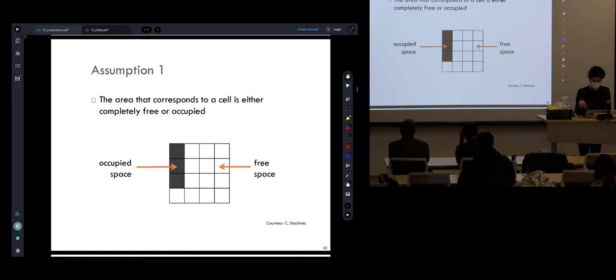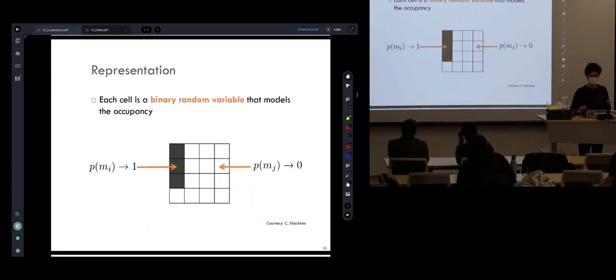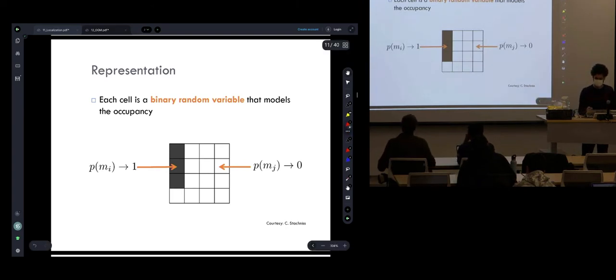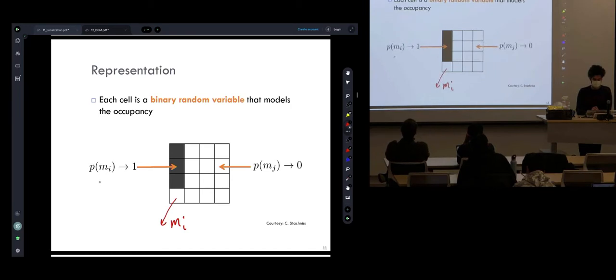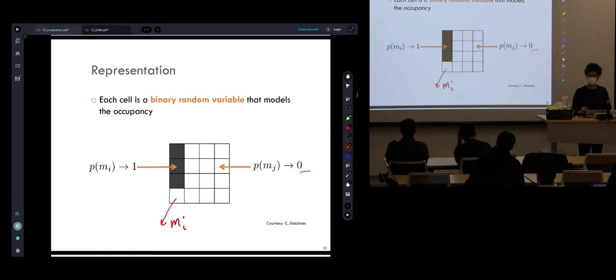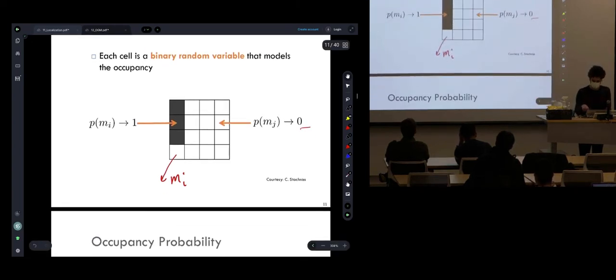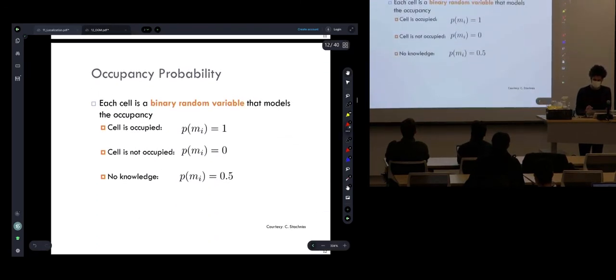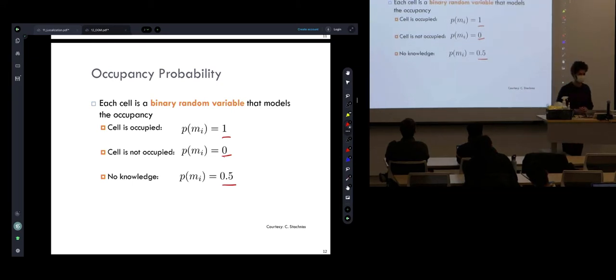So the first assumption is that a cell is either occupied or free. So the state is, in some sense, binary. That leads to a representation of the environment that tells us, for cell i, the probability of cell Mi being 1 implies that it is occupied, and the probability being 0 implies that it's free. That's how we model it. You could choose the other way around, but this is how we model it. So 1 is the probability of being occupied, 0 being free, no knowledge, something in between, 0.5. That's the prior.